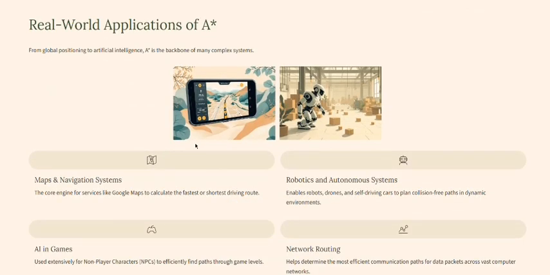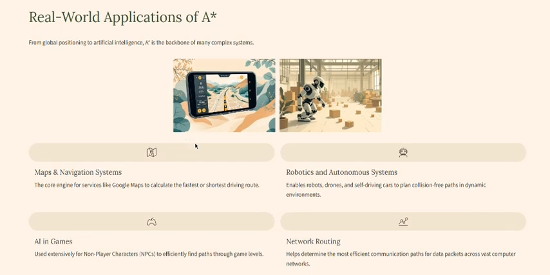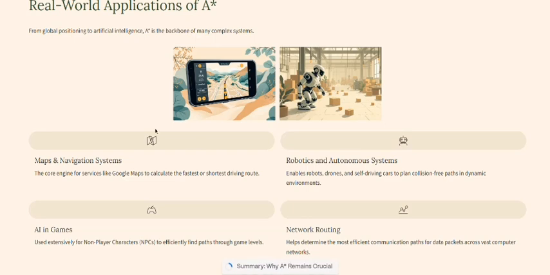Real-world applications: we use it in map and navigation systems, robotics and automation systems, AI in games, and network routing. In AI games, it is used extensively for non-player characters to efficiently find a path through game levels. In network routing, it finds the most efficient communication route for data packets across a wide computer network.